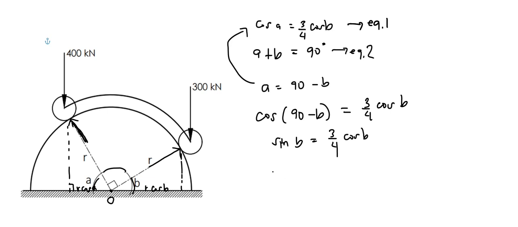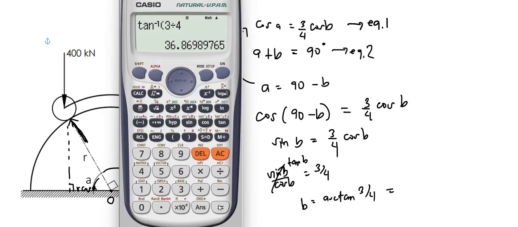Dividing both sides by cosine B, we have sine B divided by cosine B is equal to 3/4. And sine B over cosine B, that is just equal to tangent of B. So to solve for B, we take the arctangent function. So we get B is equal to arctan 3/4. So B is equal to 36.87 degrees.